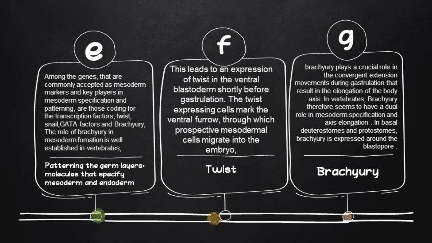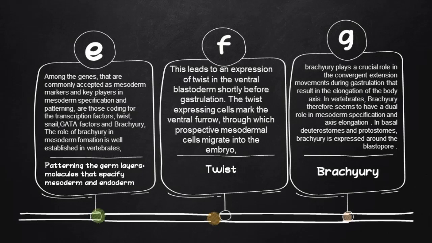And G. Brachyury plays a crucial role in convergent extension movement during gastrulation that results in the elongation of the body axis in vertebrates. And the E, we talked of the vertebrate and this is in invertebrate. Brachyury therefore seems to have a dual role in mesoderm specification and axis elongation. In basal deuterostomes and protostomes, brachyury is expressed around the blastopore.